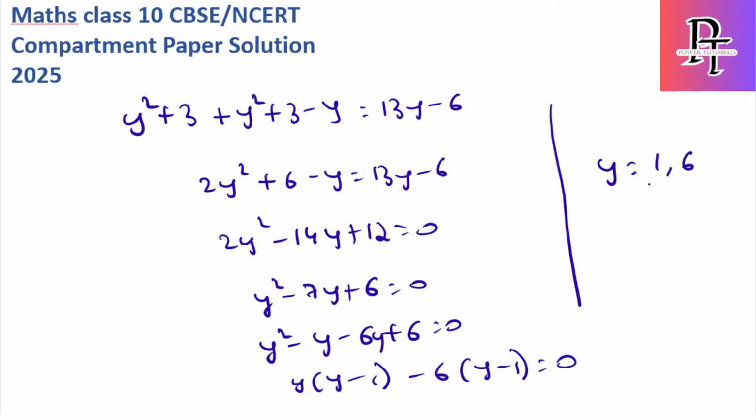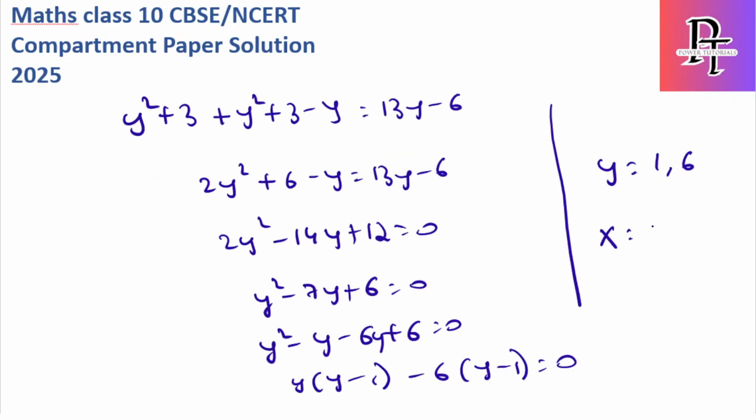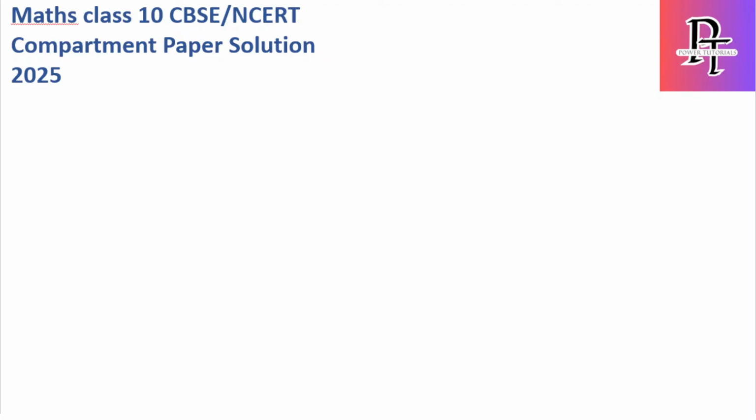So if the son's age is 1, then let's check for the father's age. It becomes y square plus 3, so 1 square plus 3 is 1 plus 3, which is 4. 6 square plus 3 is, 6 square is 36 plus 3, which is 39. So the father's age cannot be 4 when his son's age is 1. The father's age can be 39 when his son's age is 6. So the only possibility is that Saurav's present age is 39, and his son's present age is 6. So let's write in the next line.